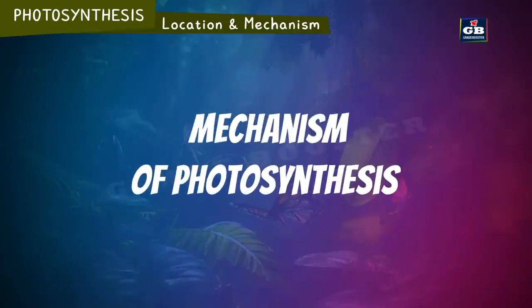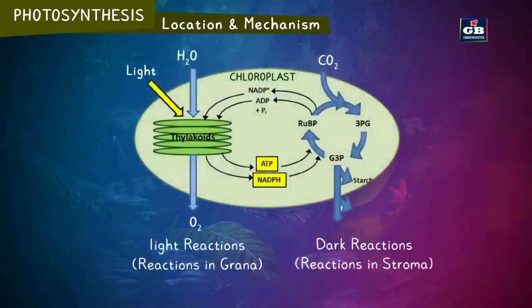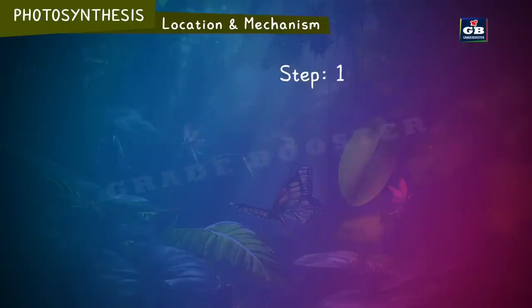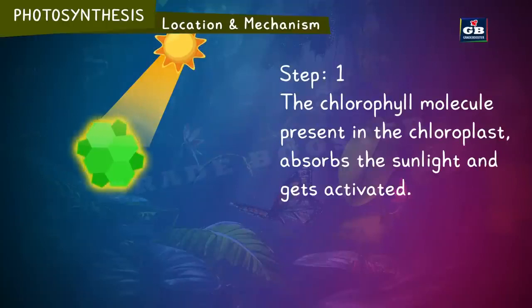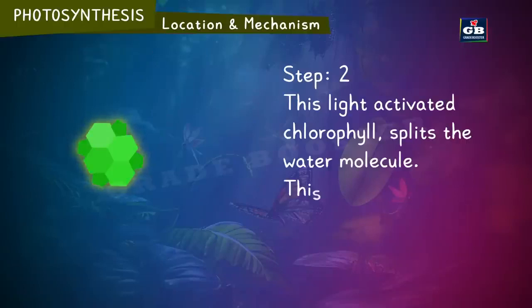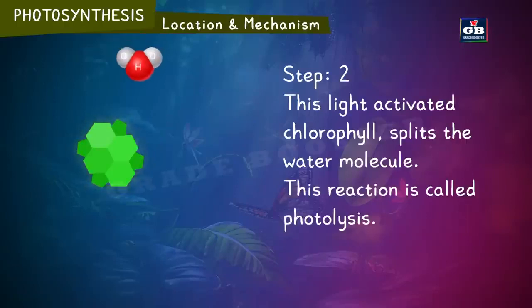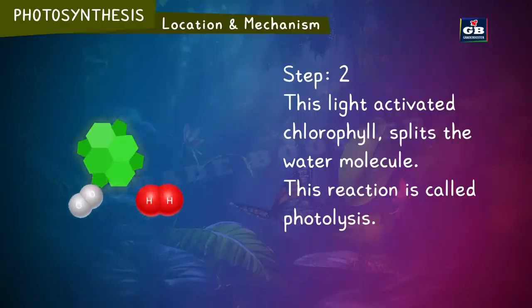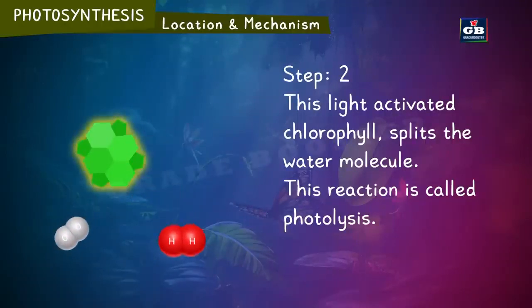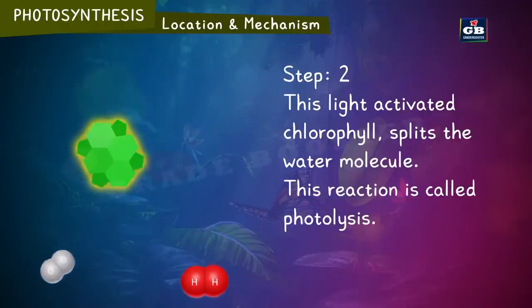Mechanism of photosynthesis. Let us try to understand the mechanism of photosynthesis in 3 major steps. Step 1. The chlorophyll molecule present in the chloroplast absorbs the sunlight and gets activated. Step 2. The light-activated chlorophyll splits the water molecule. We know that a water molecule is made up of hydrogen and oxygen. Now these two are separated by this light-activated chlorophyll. This reaction is called photolysis.